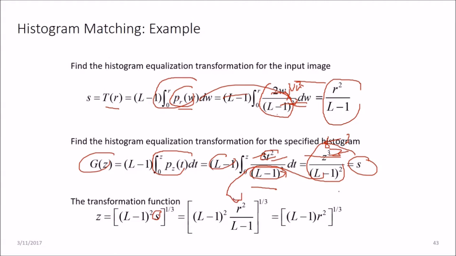So what we have got is R. If we place R here, it will be R square. This one will be R square by L minus 1, that will be 1 by 3. So you get L minus 1 into R square to the power 1 by 3, that is the cube root.